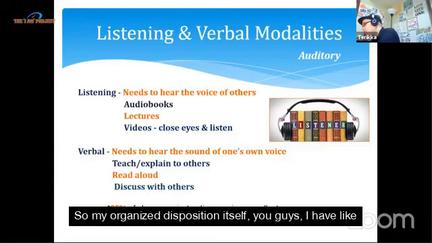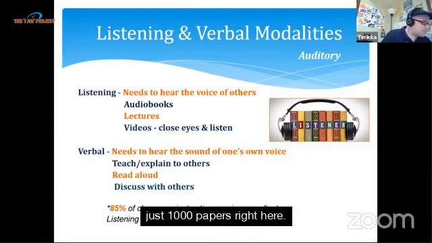Hold on, I want to share. So my organized disposition self, you guys, I have like just 1,000 papers right here.